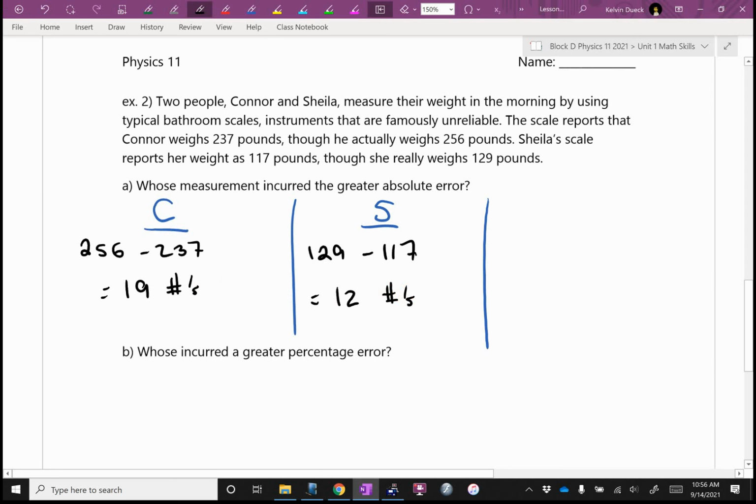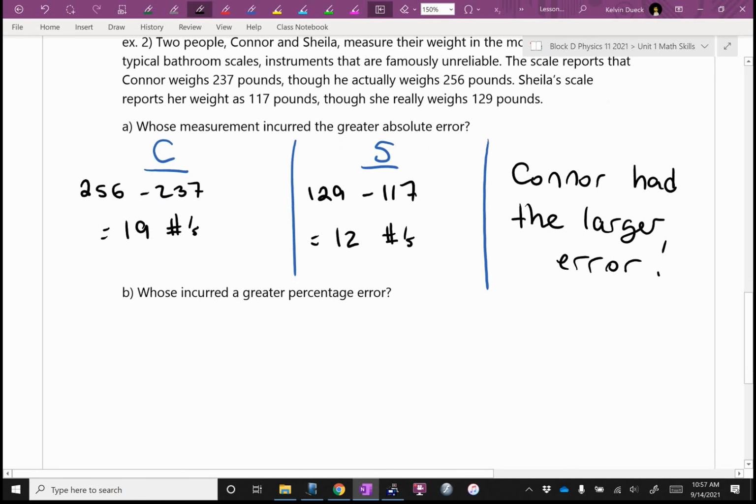I think I told you I'm going to be abbreviating this year. Yes, I hope I did. Connor's was 19, Sheila's was 12. Does that mean Connor's scale is less accurate than Sheila's? I don't know. First of all, Connor had the bigger error. There, we answered the question.